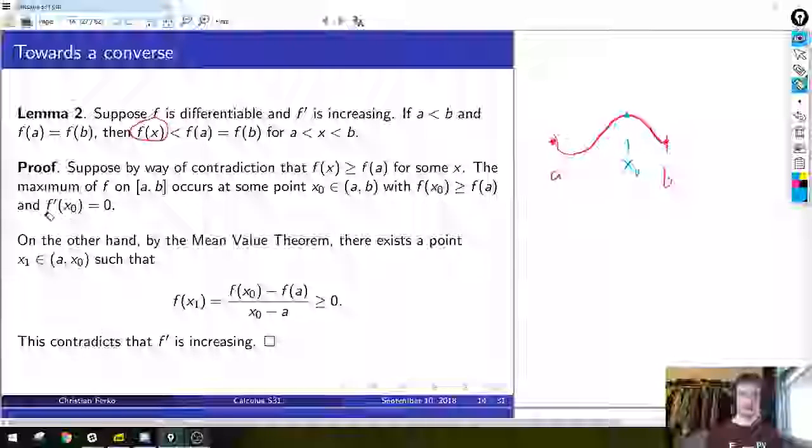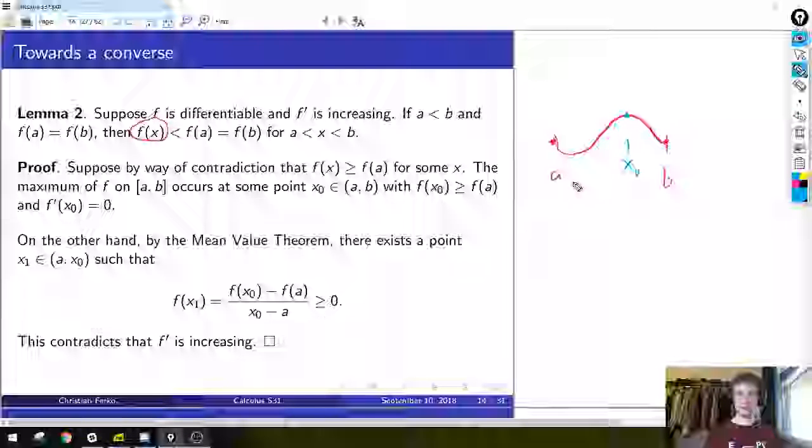Now we proved last time that those maxima can only occur at three types of points, right? Either you're at an endpoint, which here is ruled out, because we're assuming that this thing happens somewhere on the open interval, so it can't be that one. The other option is the derivative could be undefined, but that can't happen, because we've assumed f is differentiable on the interval. So the only option left for a maximum is that the derivative is 0. So there's some point x0 where the derivative vanishes.